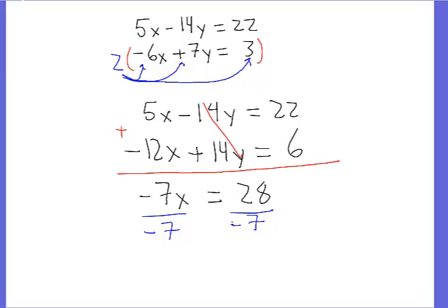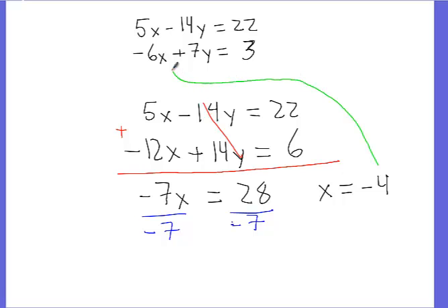Okay. And we know that x is equal to negative 4. So now what we have to do is substitute. We must substitute negative 4 in for one of the x's. I'm going to elect to substitute it into this bottom equation, so I'm going to write it down here.